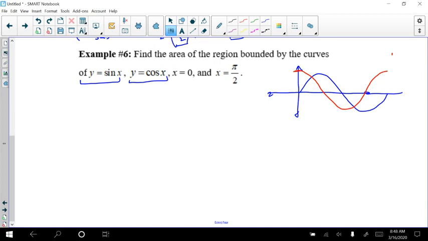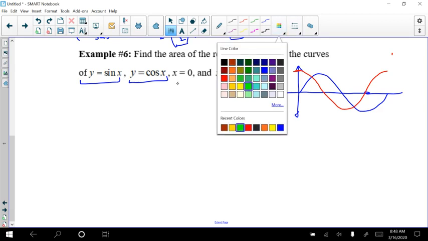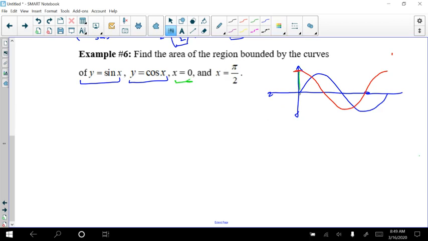Okay, so it says find the area of the region bound by the curve sine x, cosine x, x equals 0, and x equals pi over 2. So x equals 0 is a vertical line. X equals pi over 2 is another vertical line, which is right here. So I need to look at where the graphs intersect and what bounds these regions by those 4 particular equations. And so there are actually 2 regions.